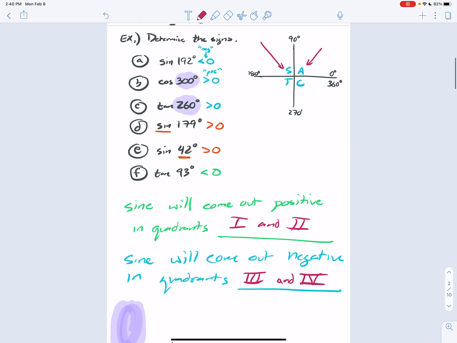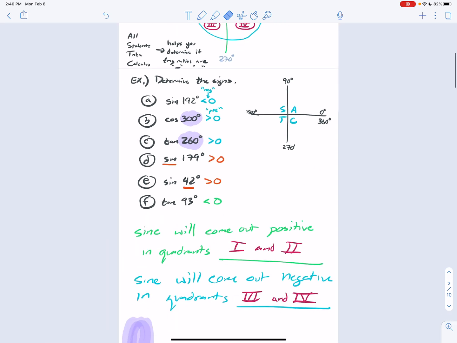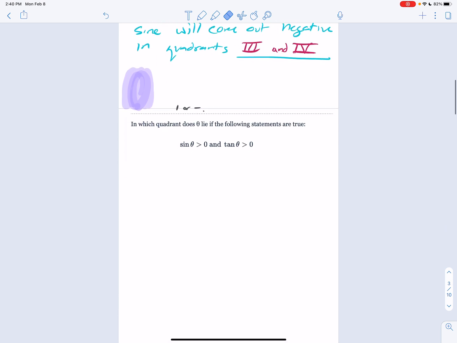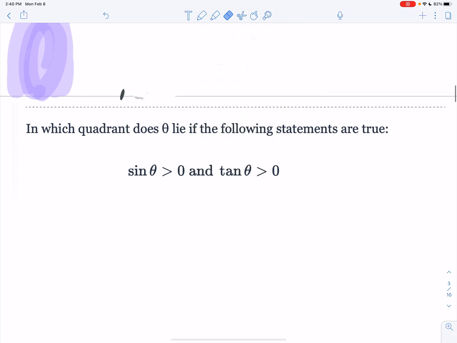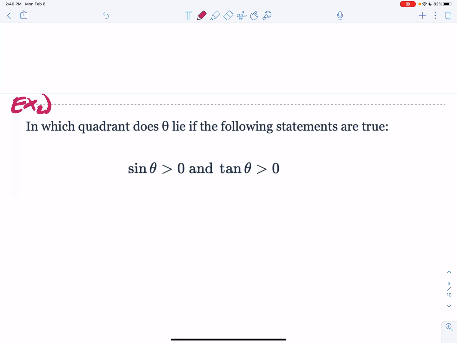Okay? So as long as you have this in your head, you should be able to answer it. Okay? And again, it's new, so it's going to take some getting used to. So here we go. Here's the next example for you guys. Go ahead and write it down. Okay, we'll call this example 2. Write its entirety, and then we'll shorthand everything after, okay? In which quadrant does theta lie if the following statements are true?